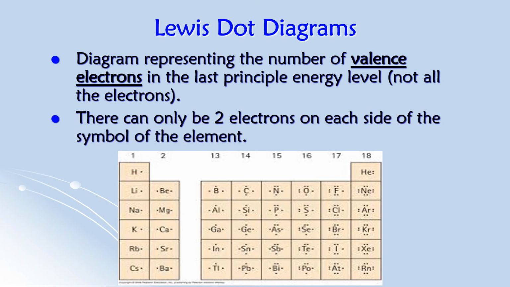So just one thing to remember, which you can also see in this picture on the slide, is that we can only have a maximum of 2 dots, representing 2 electrons, on each of the 4 sides of your symbol.